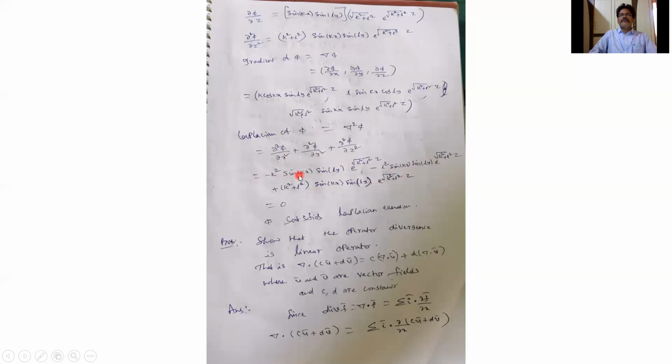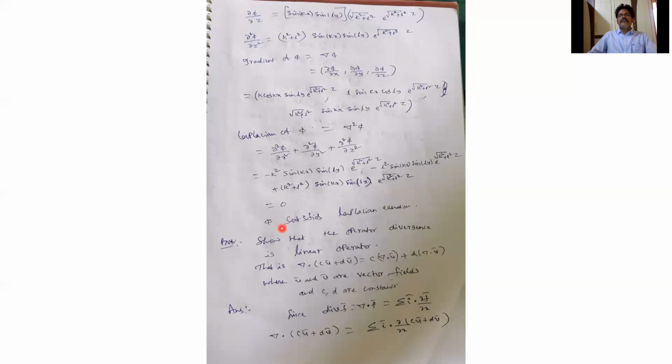So now the first term and the third term, k² sin kx sin ly, cancel, and the second term, minus l² sin kx sin ly, and the fourth term, plus l² sin kx sin ly, will be cancelled. We get del square phi equals 0. That means phi satisfies the Laplace equation. If del square phi is equal to 0, then this is called the Laplace equation, and we say that phi satisfies the Laplace equation.